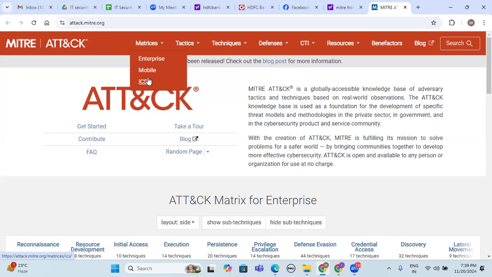Third one, ICS, industrial control system. So we discussed this concept already, like SCADA, electrical, civil, mechanical, automobile industry. For all these places we can use ICS. For those companies we can call it ICS based. For these three different types of organizations, Mitre is providing a framework.